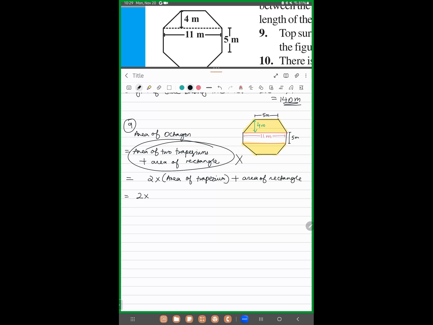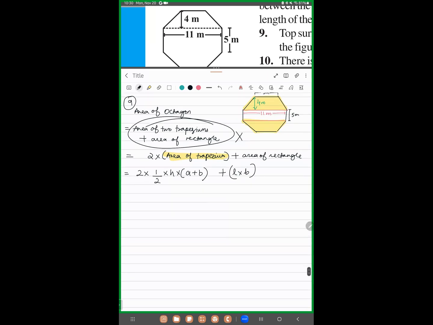Can you tell me what is area of trapezium? Half into height into a plus b, right? Plus now area of rectangle. What is area of rectangle? Length into breadth. Length into breadth. So for this, the 2 and 2 get cancelled.